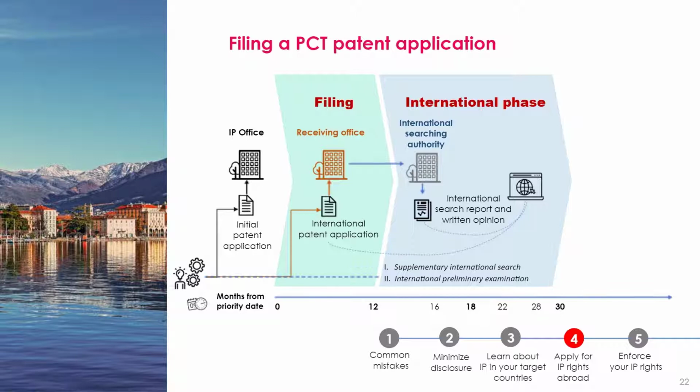A final report, called the International Preliminary Report on Patentability, will be communicated to you and the states where you're seeking patent protection. The International Preliminary Report on Patentability gives you the opportunity to evaluate the chances of obtaining patents in the elected offices before you enter the national phase.